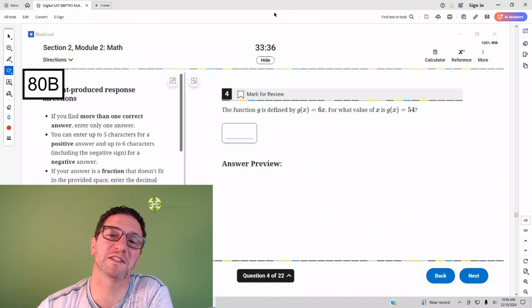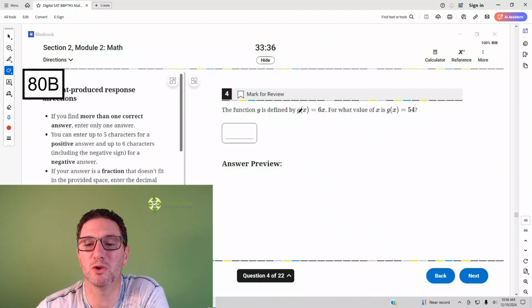Fourth question from Digital SAT Test 3, Module 2B. This is the hardest set of math questions. It reads that g is defined by g of x equals 6x. And the question is for what value of x? We need the x value where g of x equals 54.